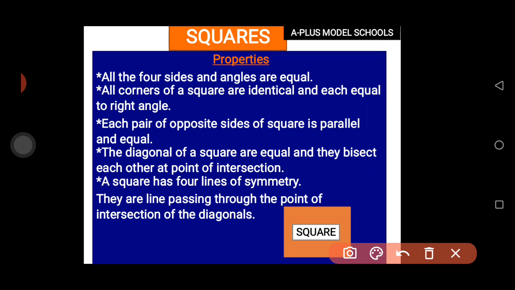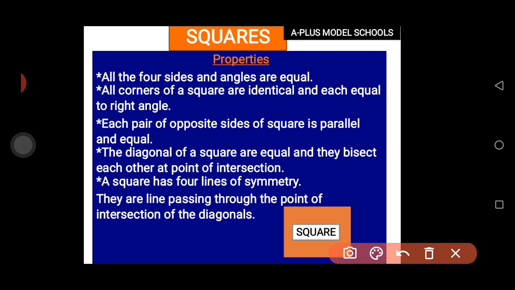The diagonals of a square are equal and they bisect each other at the point of intersection. For instance, look at this. This is a diagonal line. That is a line that comes from one angle to another angle. Also look at this, it is also a diagonal line. So a diagonal line is a line that comes from one angle to the opposite angle. A square has 4 lines of symmetry.